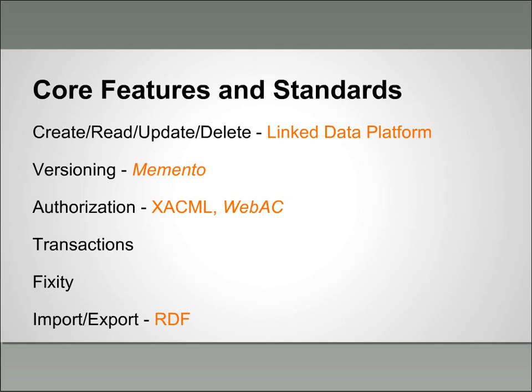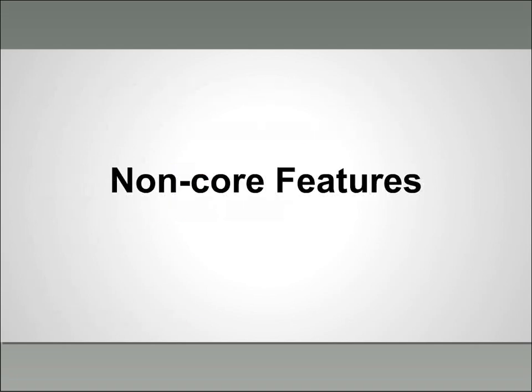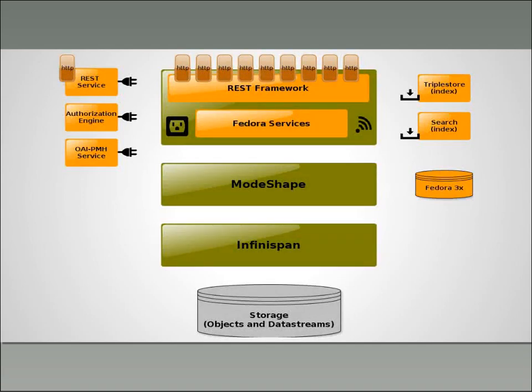So those are just the core features that Fedora provides, but there are also a number of non-core features. As I mentioned, Fedora is very much about integrating with other applications and services, and you can do that using a framework like this. This is the same architecture diagram that I showed before, but with the addition on the left of pluggable modules. Fedora has a very well-defined pattern for plugging in external modules. If you wanted to plug in an OAI-PMH module, which does exist, or other modules that are external to Fedora but want to interact with it, you can do that through a well-defined pattern.